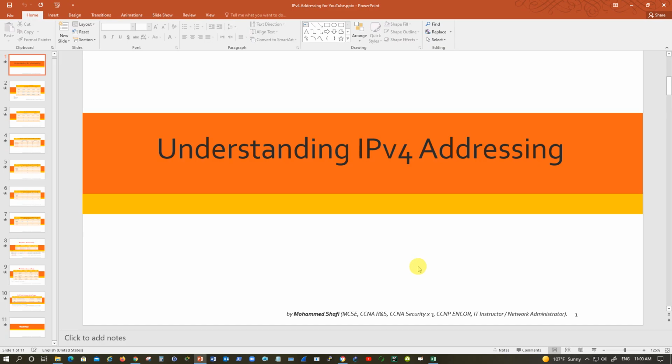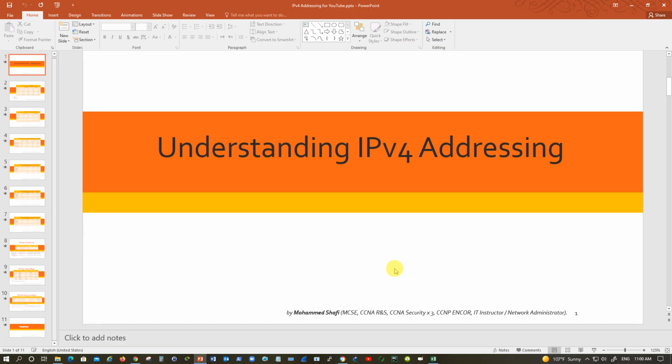I'm from India. As you can see my profile, I'm a Microsoft Certified Systems Engineer on Windows NT, and I practically upgraded myself on remaining versions of Windows Server until Windows Server 2016. And apart from that, I am a CCNA on routing and switching, CCNA security 3 times, and recently I acquired my CCNP and core certification. I'm also an IT instructor and have been a network administrator in a renowned organization here in Saudi Arabia.